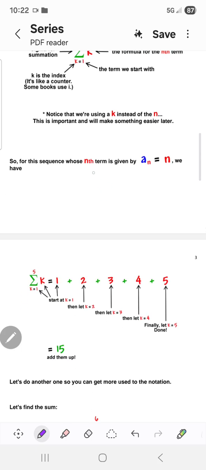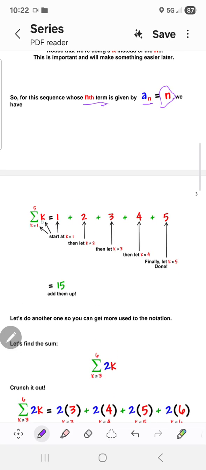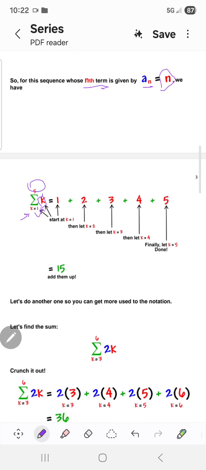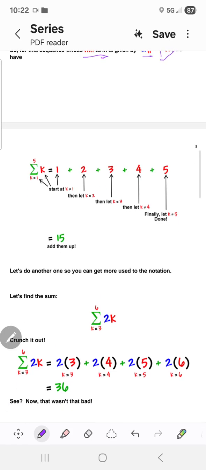So for the sequence whose nth term is simply given by n, here's our equation. We start at 1. Plug in 1, I get 1. Plus, plug in 2, I get 2. Let k be 2, let k be 3, 4, and 5. Stop at 5. Add them all up, and you get 15.